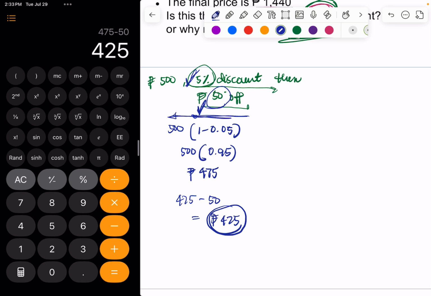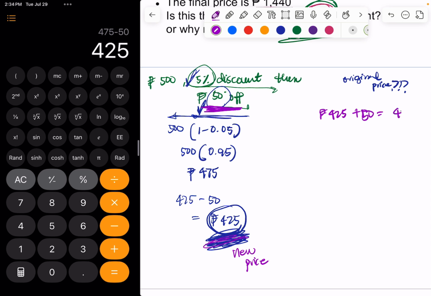Unsaon man na siya if gipangayo kay original price. Kabalo ta nga 425, di ba? The new price, we know that it is 425. What is the original price? So, ang buhaton, 425. You start with here. Pinaka-last gihatag. So, kay gikwaan man na siya og 50, ang buhaton plus 50.